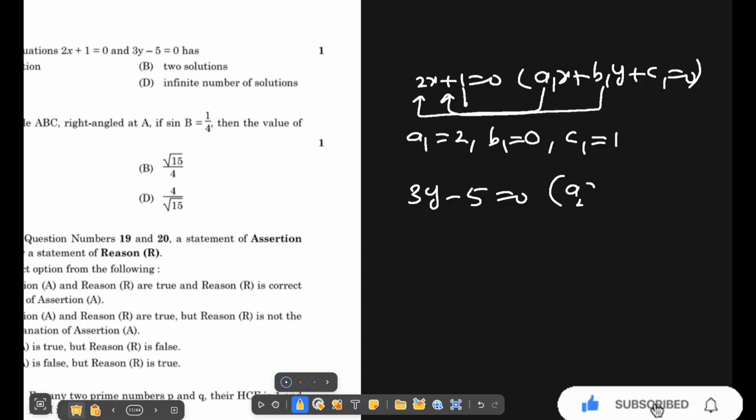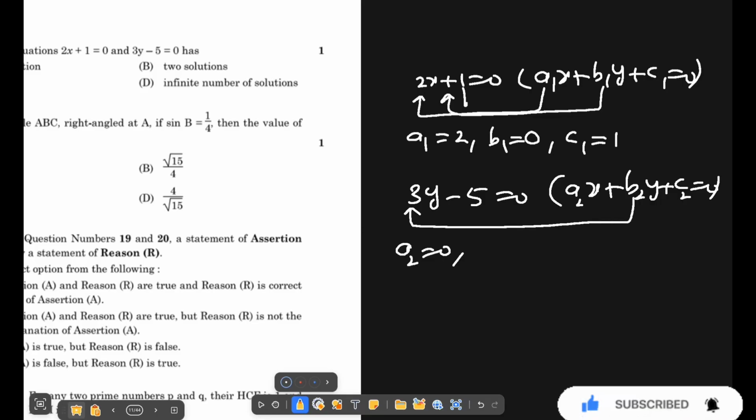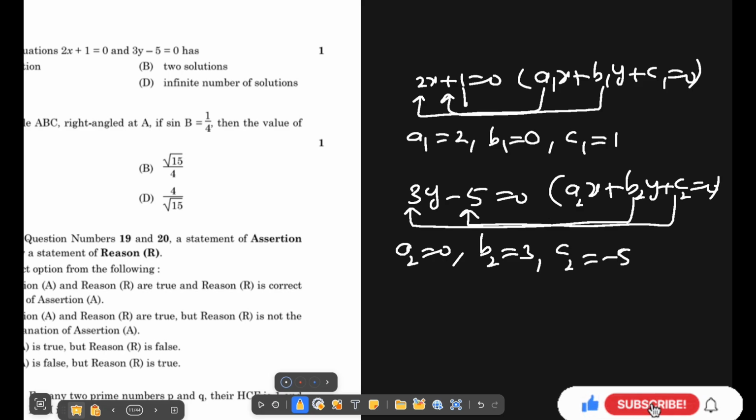Let's compare with the second general linear equation a2x plus b2y plus c2 equals 0. Now if we compare with this one, what do we get? Coefficient of x: here we don't have any x term, right? So therefore a2 is equal to 0, and the coefficient of y, b2, is 3, and the constant term c2 is minus 5. Now let's find the ratio of coefficients.